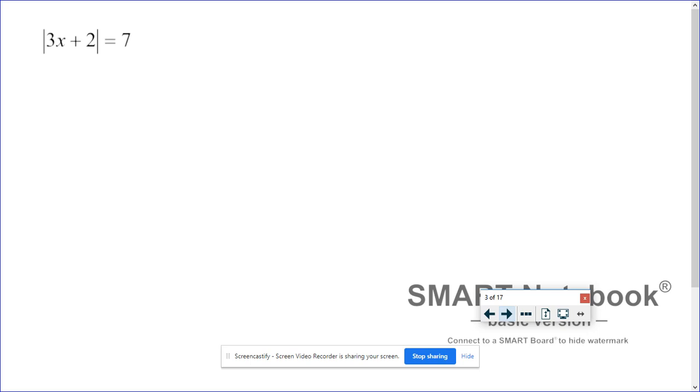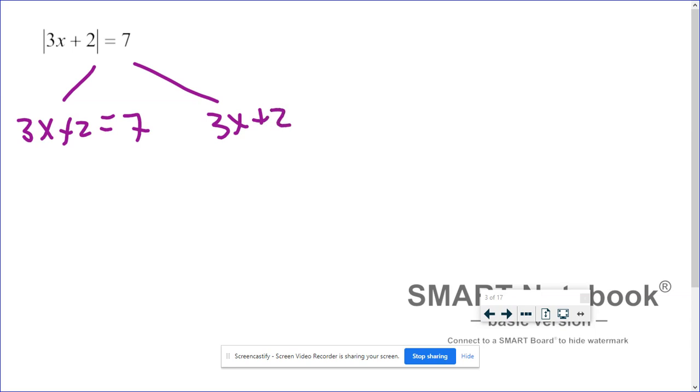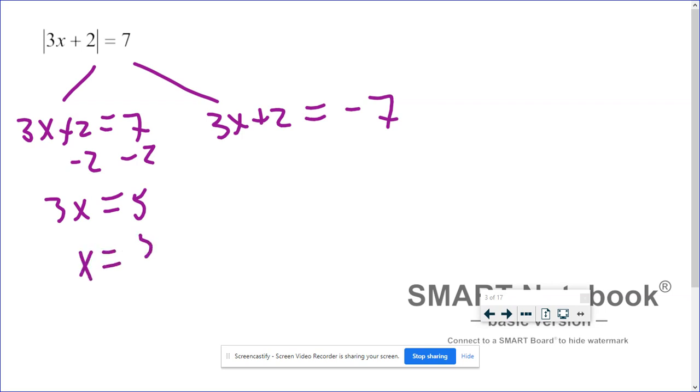Let's try the exact same thing here. Again, if I assume what's inside the absolute value bars is positive, then it's equal to 7. If I assume what's inside the absolute value bars is negative, then its absolute value is the opposite of 7, so negative 7. And then we'll just solve each of those separately. So the first one, we'll subtract 2, and you get 3x is equal to 5. When you divide by 3, you get x is equal to 5/3. There's no reason to make that a decimal or a mixed number. Leaving it as an improper fraction is totally fine.